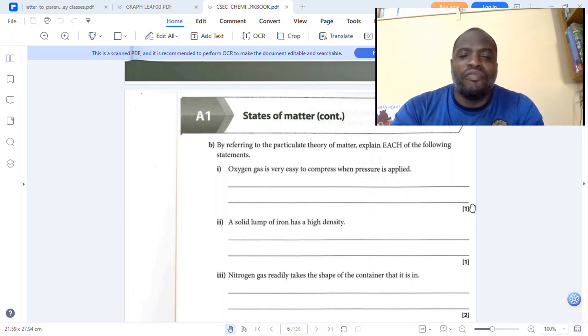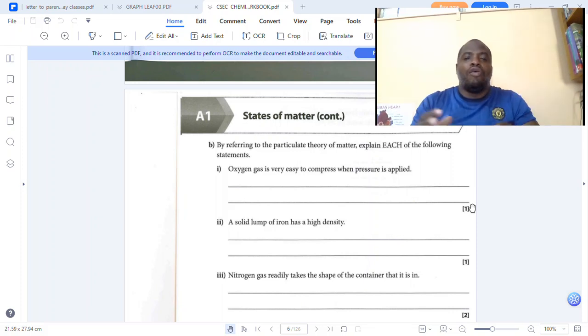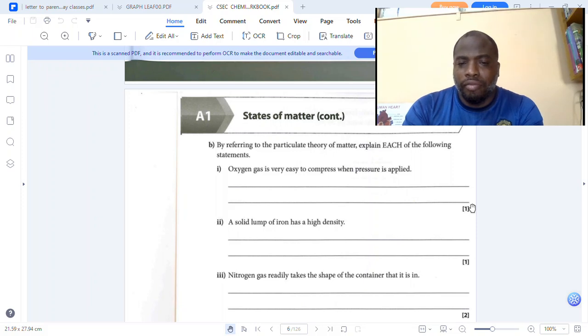A solid lump of iron has a high density. Now, one thing that we can relate to is that all metals are usually solids at room temperature, except one. Can you tell me which one is not a solid at room temperature? Yes. If you guessed mercury, you're indeed correct. And mercury, we use it in our thermometers because of the property that it has. It expands. Yeah?